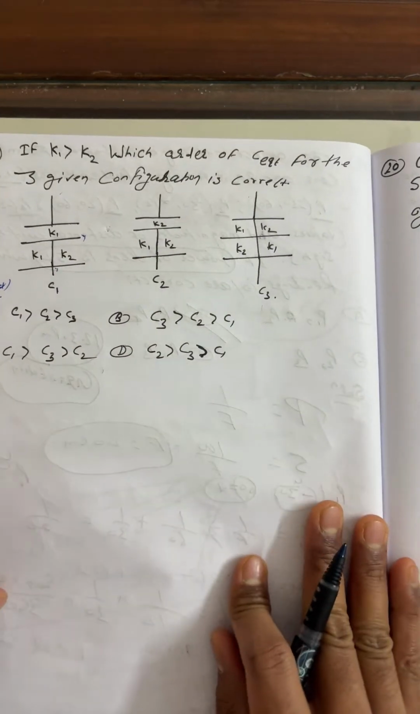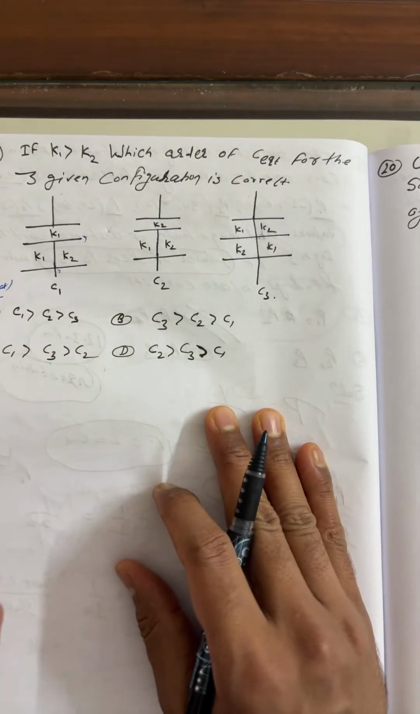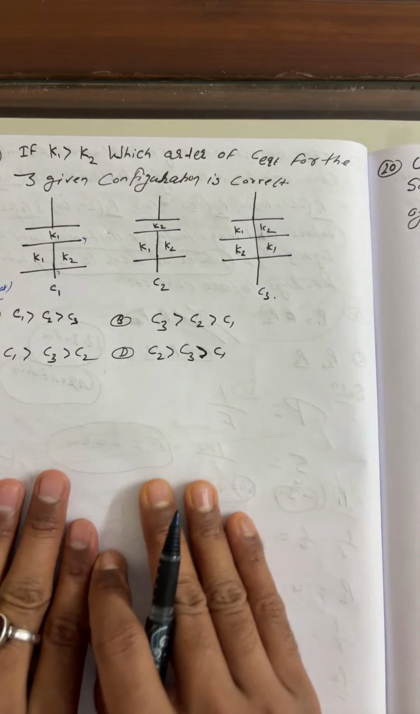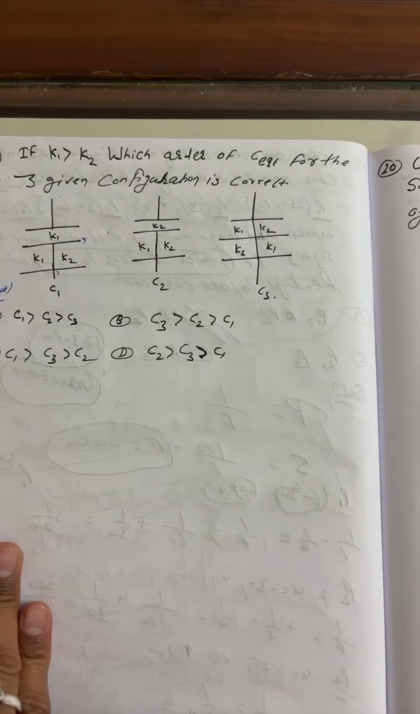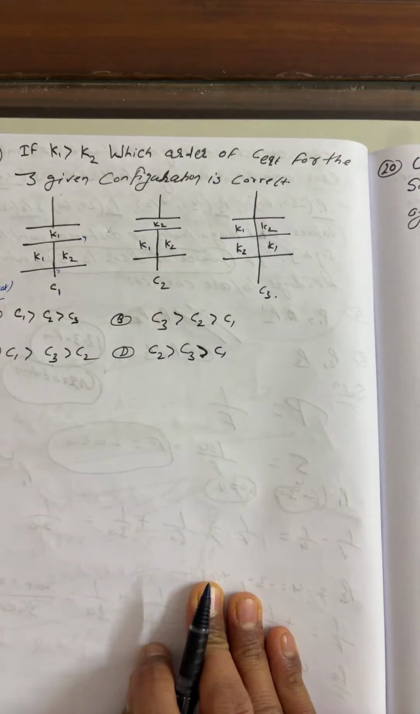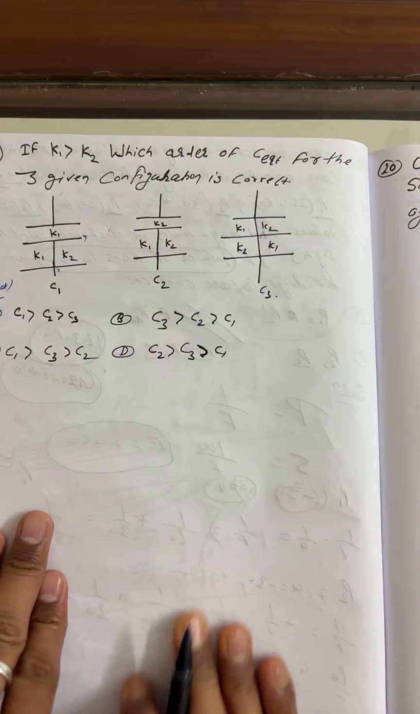Now students, have a look at the next question, number 19. This is the same question they asked yesterday, but in a different way. What does it say? If K1 is greater than K2, which order is equivalent for the three given configurations? The one with more capacitors is the correct one.